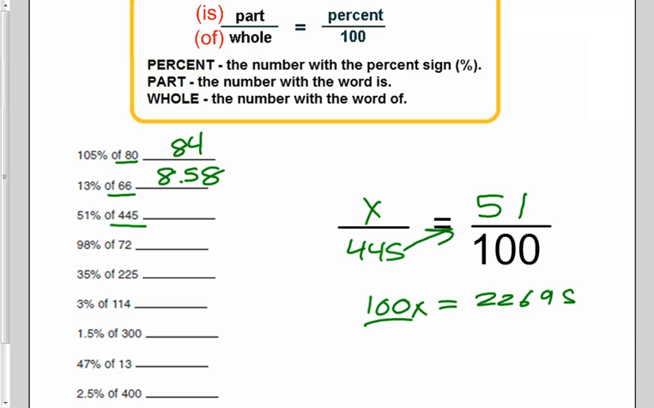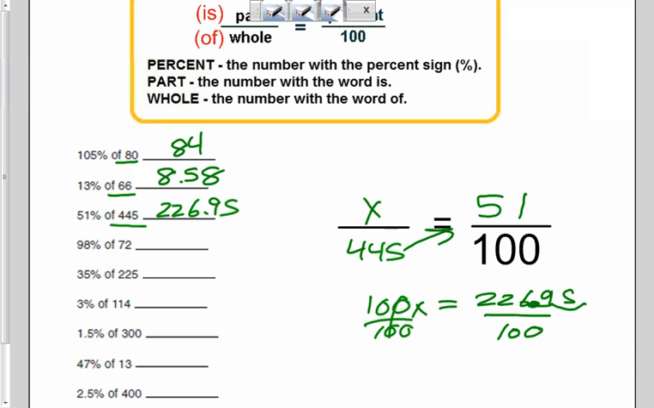22,695. I'm going to divide by 100. You can do that on your calculator, or you can just move your decimal over twice, and we get 226.95. Let's try one more of these.